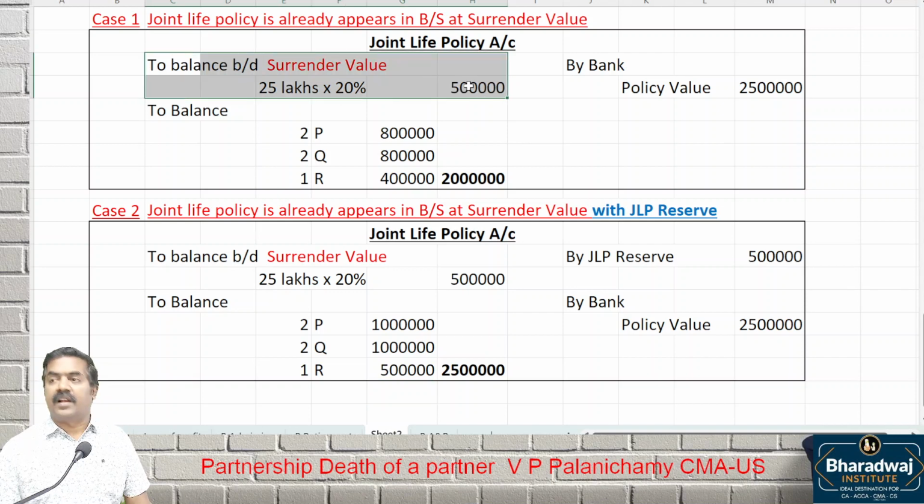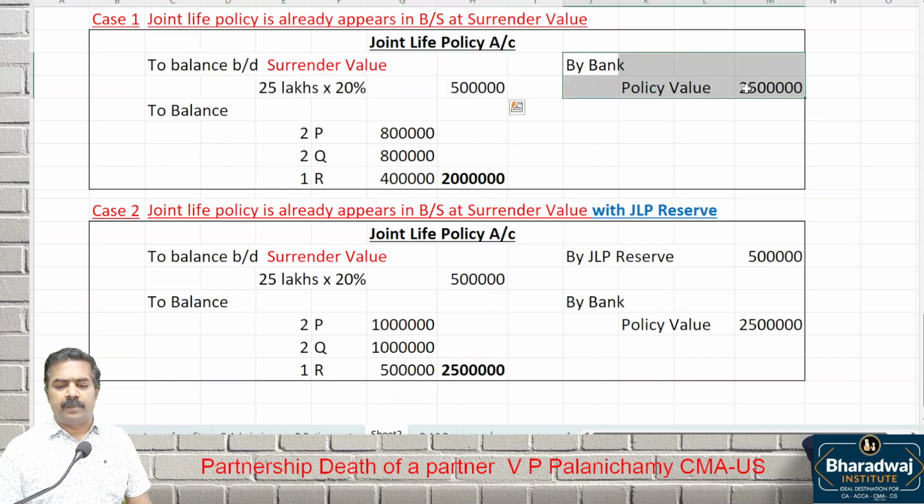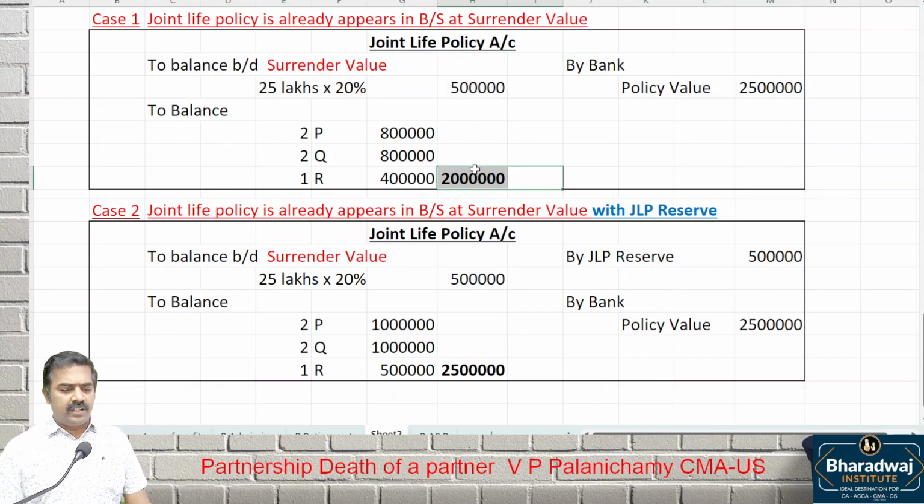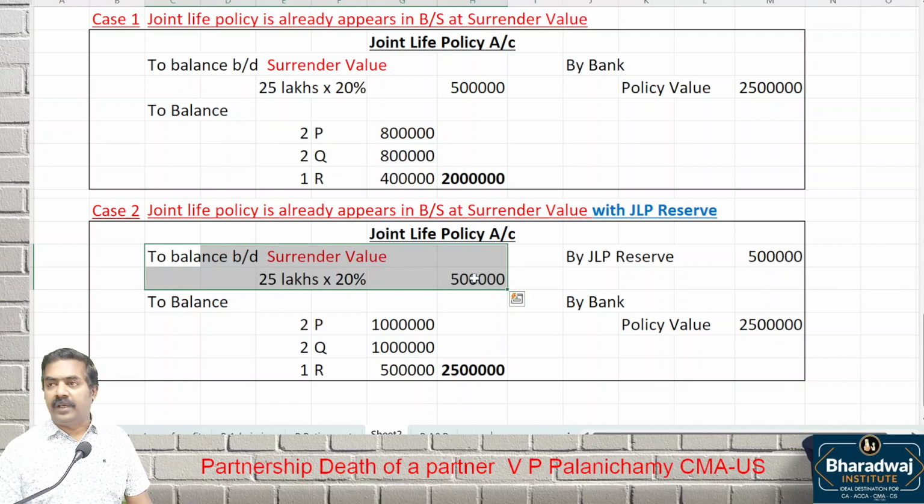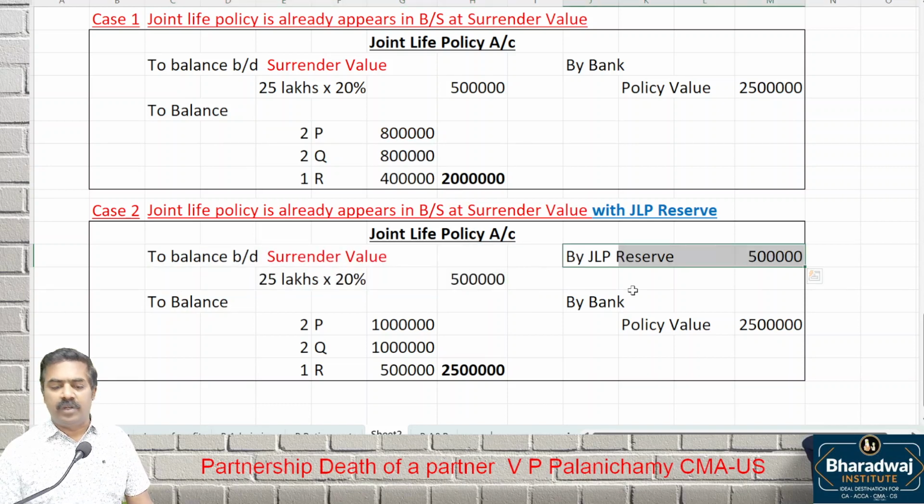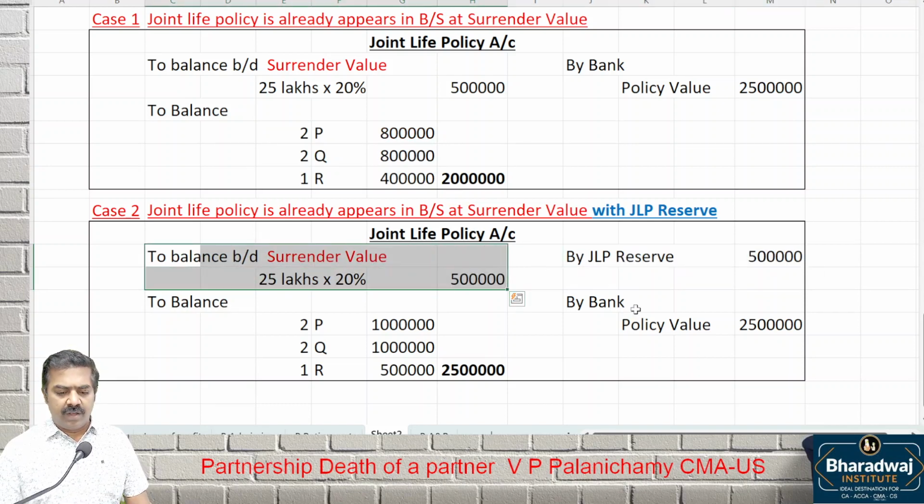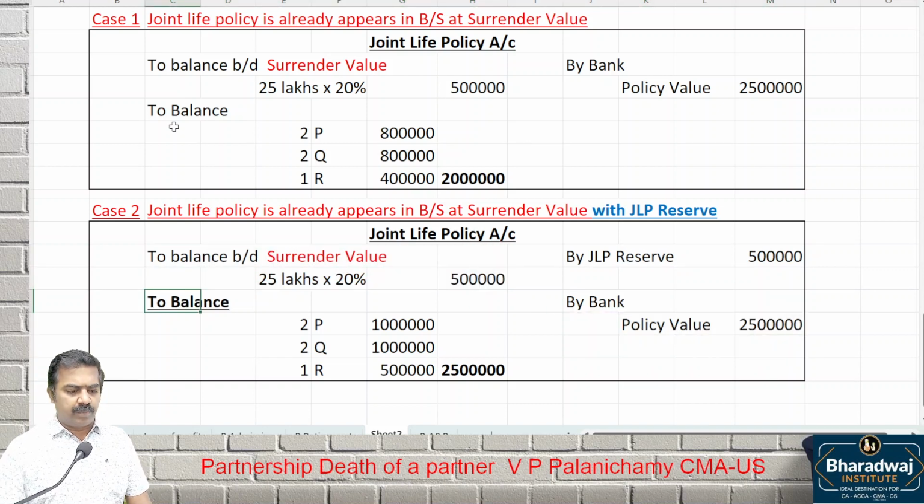First case, only surrender value appeared in the balance sheet. We got a policy value of 25 lakhs. The net benefit is transferred to all partners in which ratio? Old ratio. Second, we already recorded JLP with reserve. Reserve also will be knocked off against the surrender value. Then whatever you are getting will go to partners in profit sharing ratio.